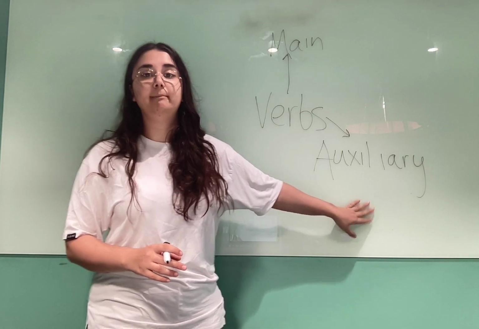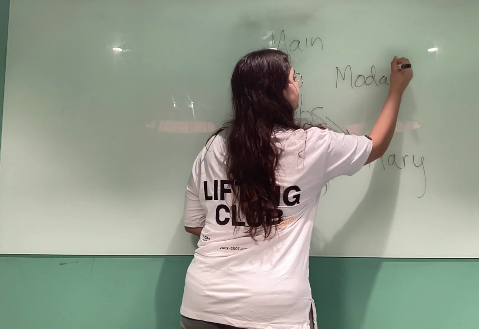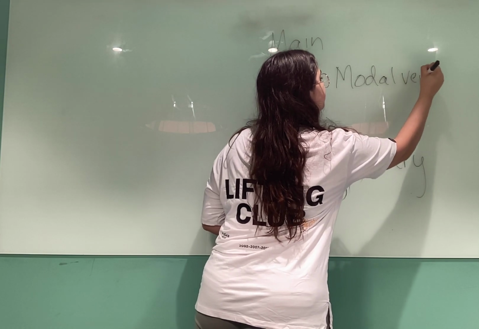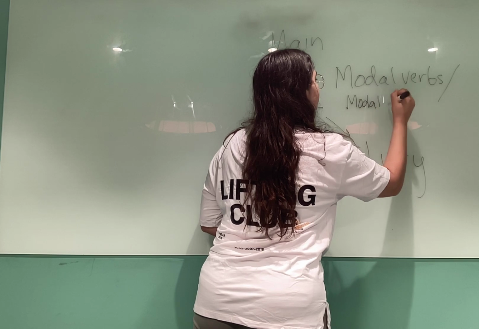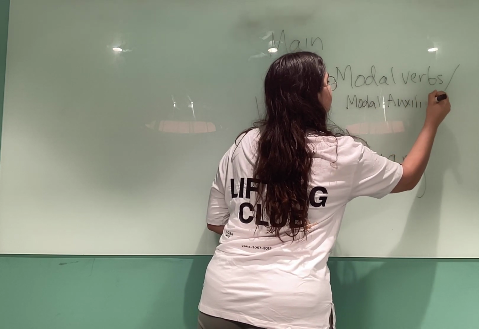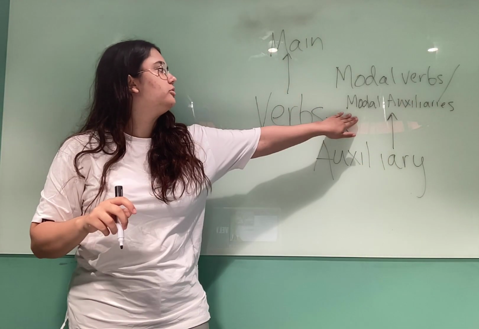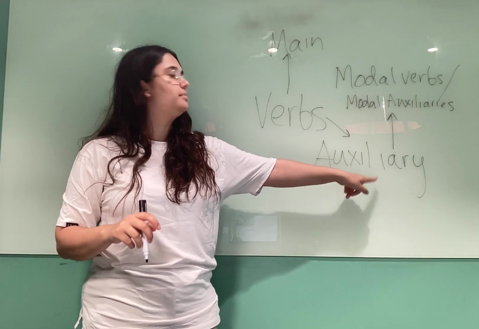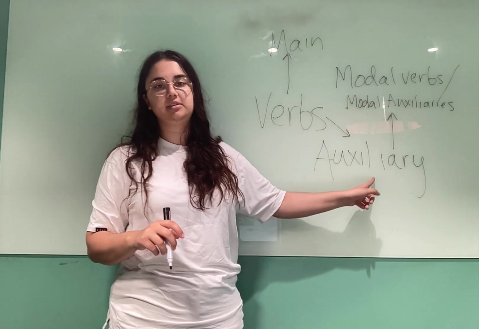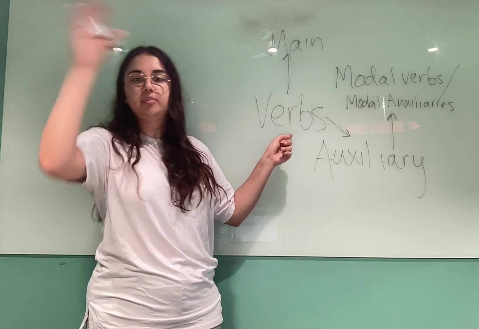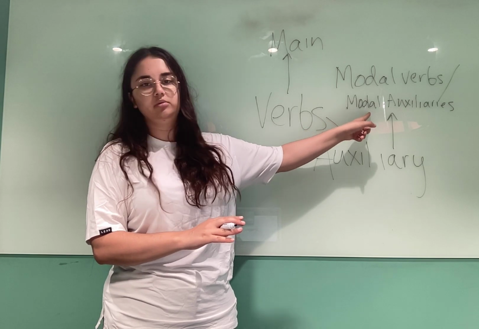Then we have modal verbs. Modal verbs, sometimes they're known as modal auxiliaries. So our modal verbs or modal auxiliaries are types of auxiliary verbs. They are still types of verbs, but they're types of auxiliaries. So we have verbs as the umbrella term, next step down is auxiliary, and next step down is modal.